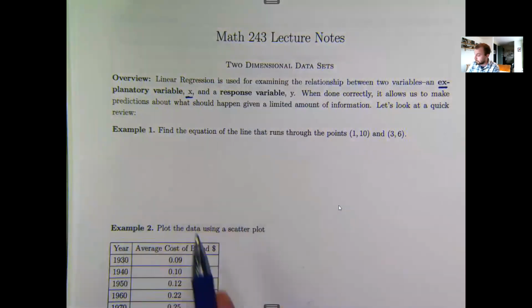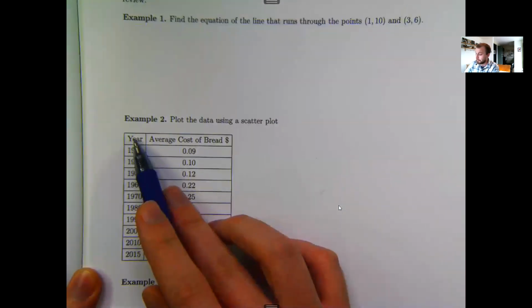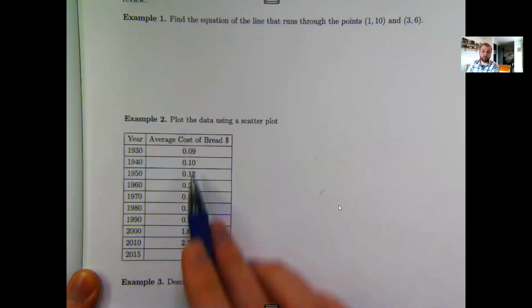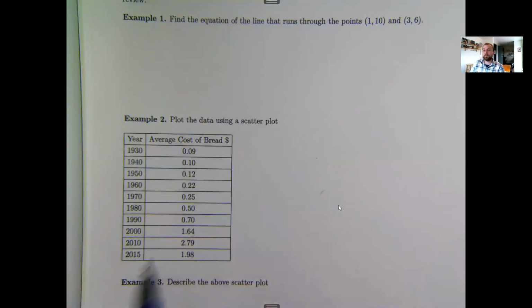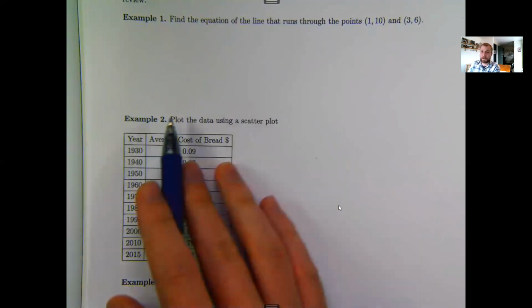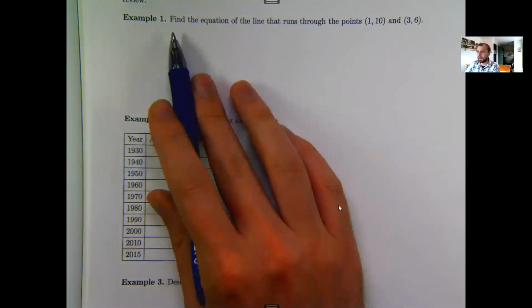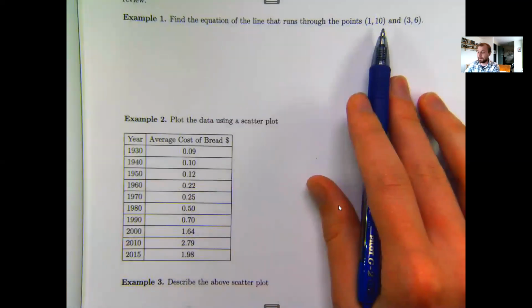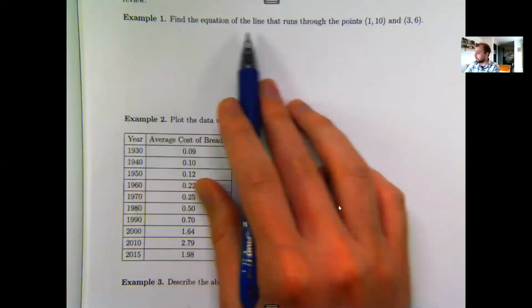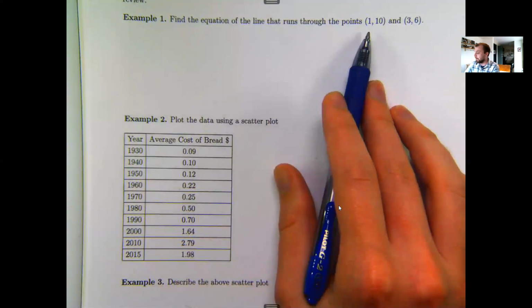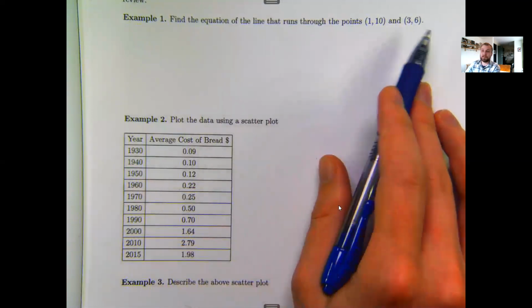So if I do this correctly, for example, I've got years and the cost of bread in that year, I should be able to determine what that cost might look like in the year 2025, for example. Before I try to do any sort of things with larger data sets, I just want to make sure that I understand the basics of lines. So let's find the equation of the line that runs through the points (1, 10) and (3, 6).